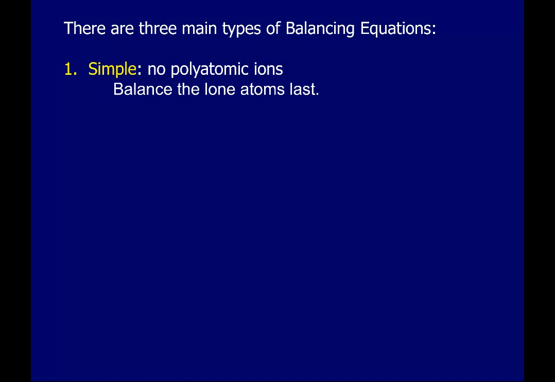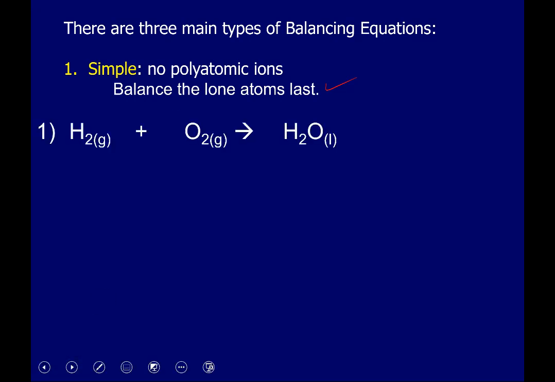So in grade 10, there's 2 types of balancing that we're going to deal with. Simple, which means no polyatomic ions, which means the best piece of advice I can give you is balance the lone atoms last. Let's try one. H2 plus O2 gives me H2O.